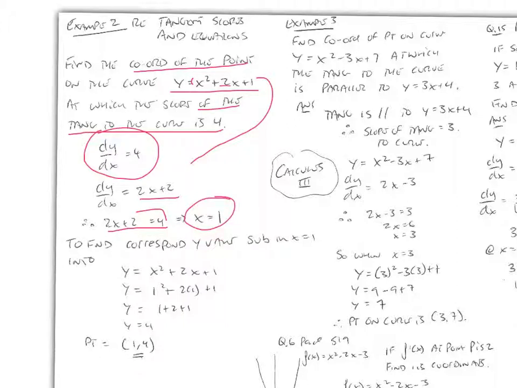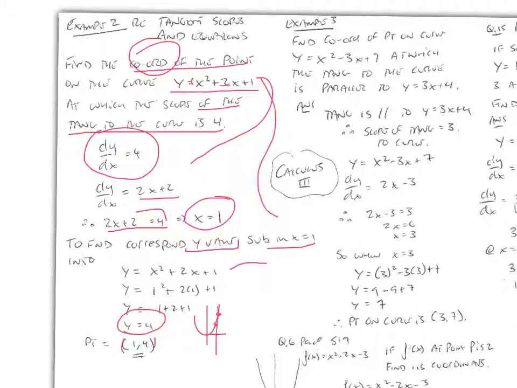So now that we know that x is equal to 1, we want to find the corresponding y value because we're looking for the coordinates. So we sub x equals 1 into the original function, and we get y equals 4. So the point (1, 4) is on the curve. Wherever that is, something like that, (1, 4), and there's a tangent there. The slope of that tangent is 4. We found the point. Okay.